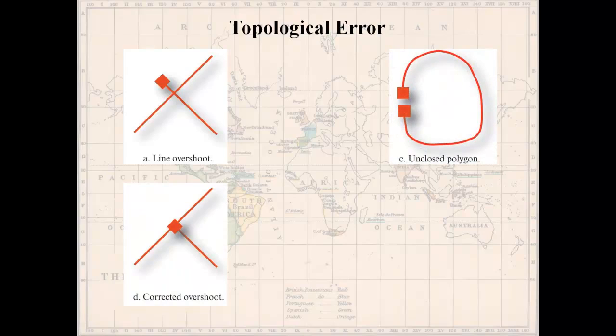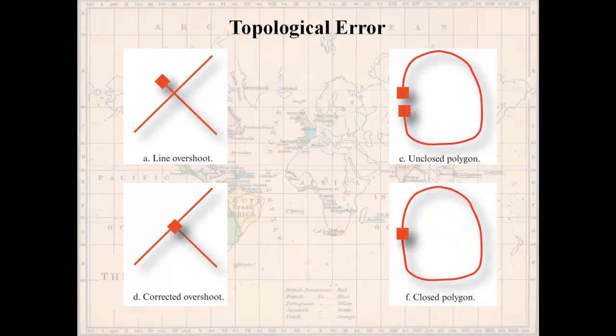Suppose you have a polygon that you drew and you didn't draw it quite properly and you didn't close the polygon. Remember, that's essential for a polygon to be a polygon. It has to be closed, otherwise it's just a line. If you were enforcing topological rules, you might be able to say all polygons must be closed.